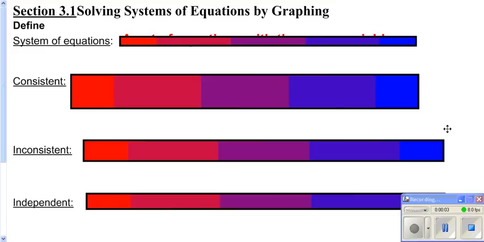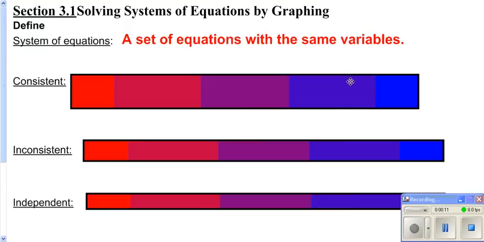We're going to look in this chapter at solving systems of equations. A system of equations is just a set of equations with the same variables in them. So you could have two equations with two variables, three equations with three variables. You could have four equations with three variables. But most of the time, with what we're going to be looking at, the number of equations is the same as the number of variables that you'll have.